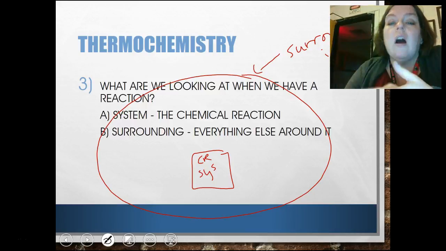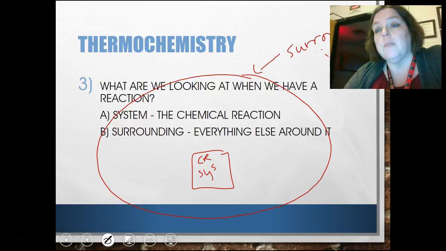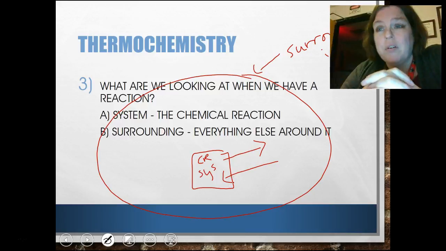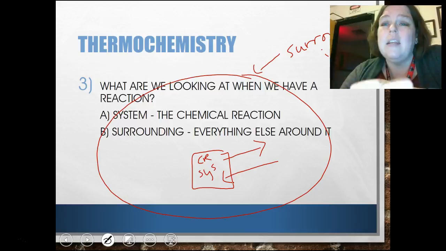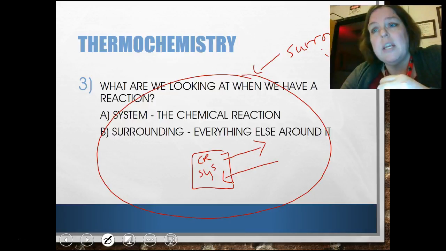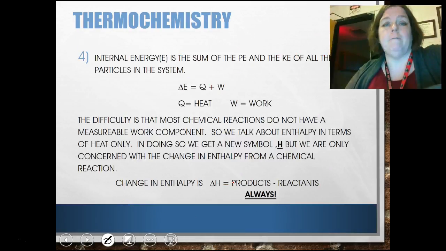We always talk about this in terms of the system. We never talk about it in terms of the surroundings. So we either have a situation where heat can go out of the system or into the system. And that's how we refer to it. We don't refer to it as heat going out of the surroundings into the system. We always look at the system, and it's heat going out of the system or heat coming into the system, and that's the way we deal with it in chemistry.